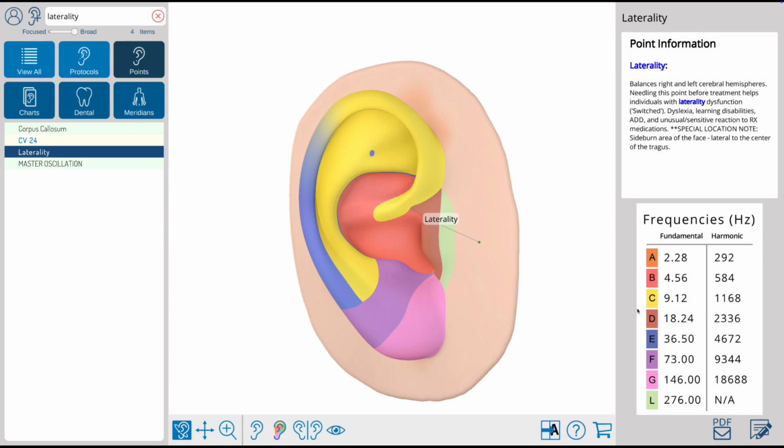So if you take nothing else from this series, remember this: start with laterality. It's not complicated, but it will change your results for any other treatment you may be doing, not just obesity.